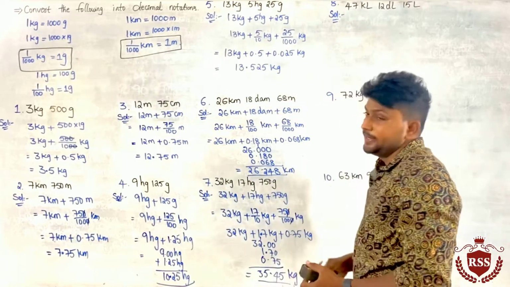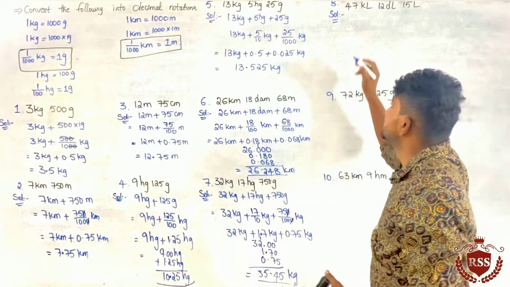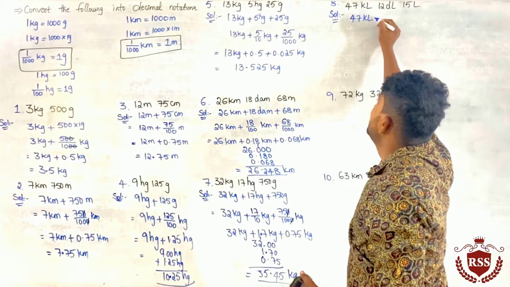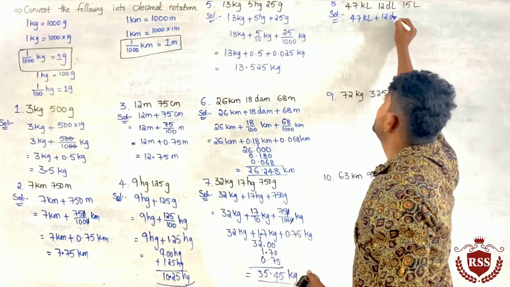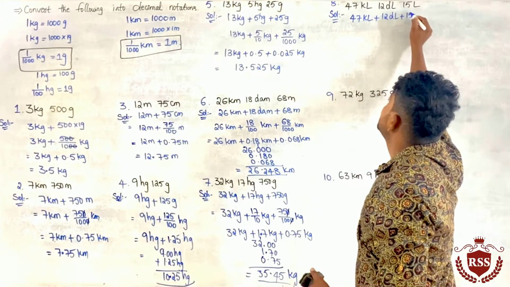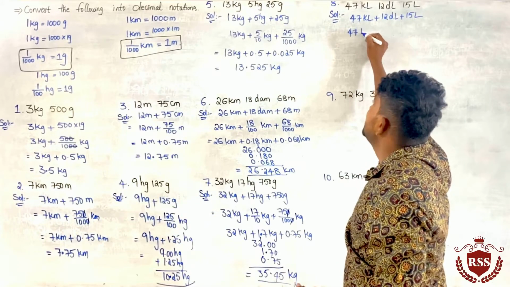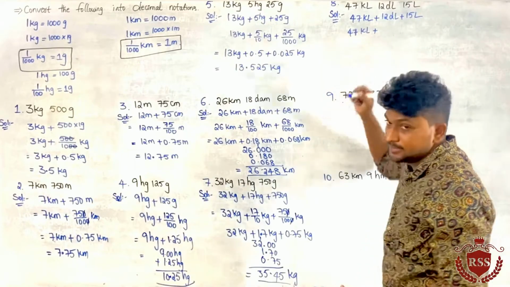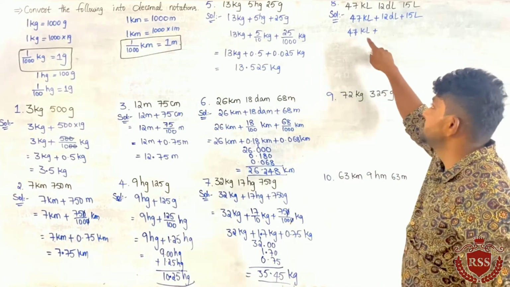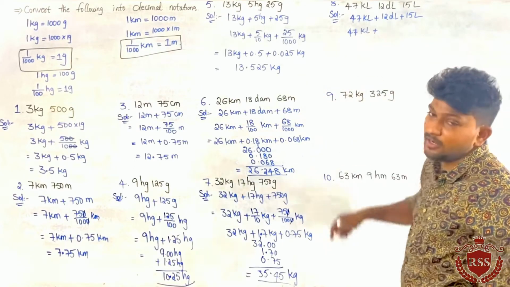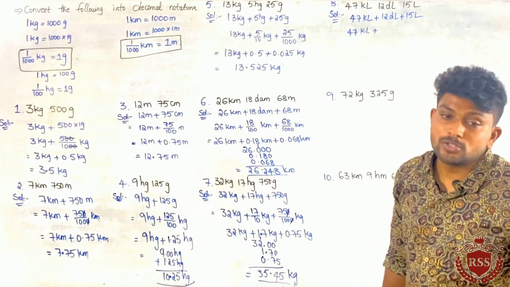So 47 kiloliters plus 12 decaliters plus 15 liters. We already know that kiloliters are the maximum capacity in the volume or capacity. 1 kiloliter equals how many decaliters? 1 kiloliter equals 100 decaliters.